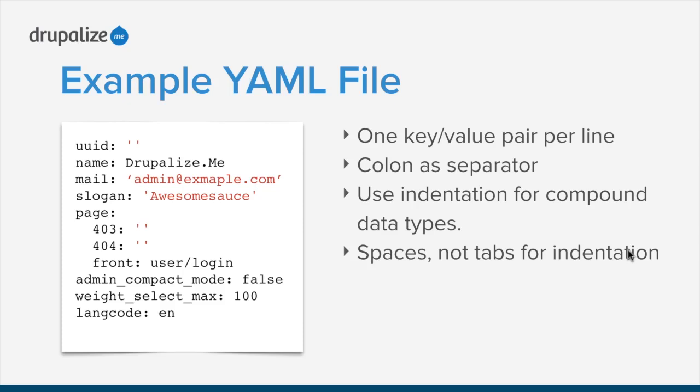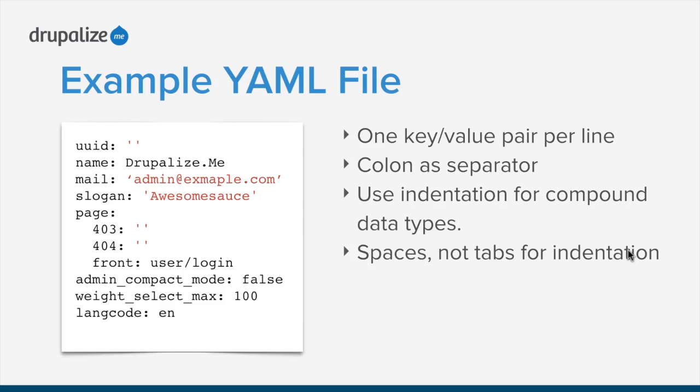You'll note that there is, in this example, one key value pair per line. So the first couple of key value pairs are UUID being the key, and it has a value of just an empty string, name being the key on the second line, and then Drupalize.Me being the value. Because YAML's smart about scalar data types, it'll know that Drupalize.me is actually a string, even though I haven't put it in quotation marks.